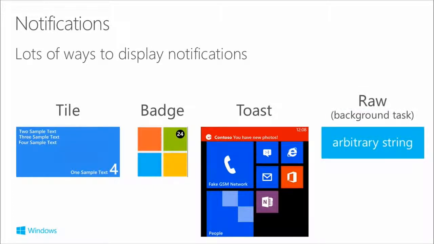The tiles we've already talked about. The badge has a little black logo up in the top right corner for Windows Phone. Toast is just like a text message coming in. And then the raw notifications, we can handle any of these in a background task, but the raw is the most valuable for a background task because we can just send an arbitrary string and just do some stuff with that string.